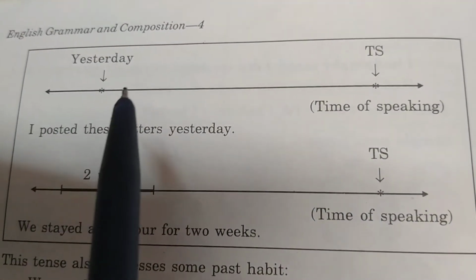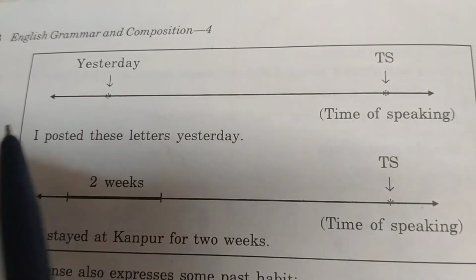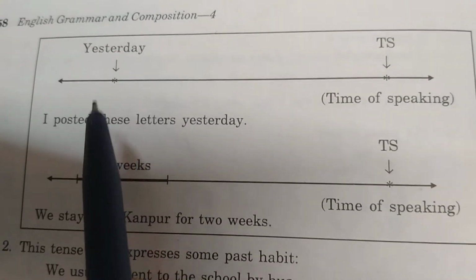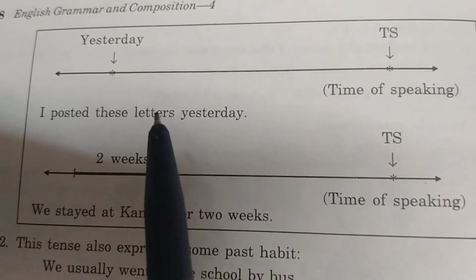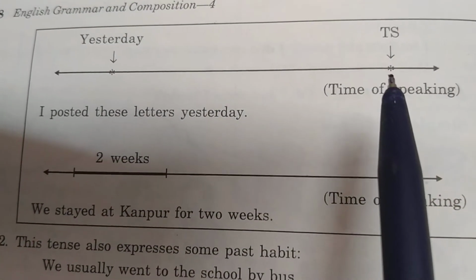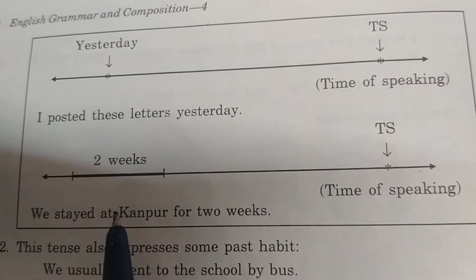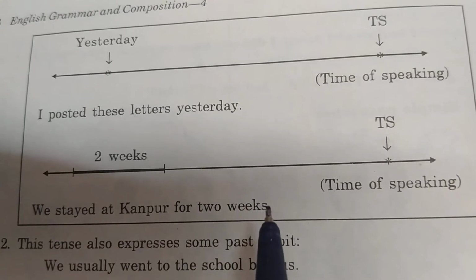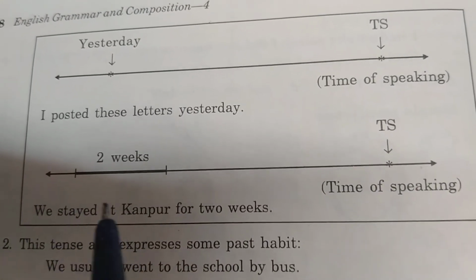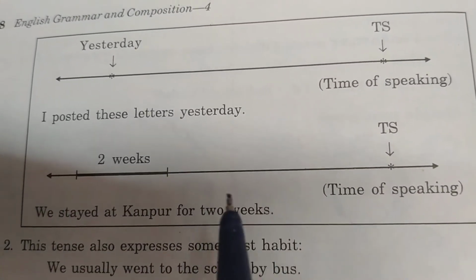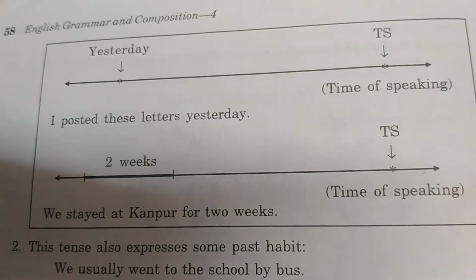See, in this diagram, you're seeing here TS, that means time of speaking, and this is yesterday. Just take this example. I posted these letters yesterday. That means it has no connection with the time of speaking. Second example, we stayed at Kanpur for 2 weeks. This also has no connection with the time of speaking, as this action occurred 2 weeks before the time of speaking.